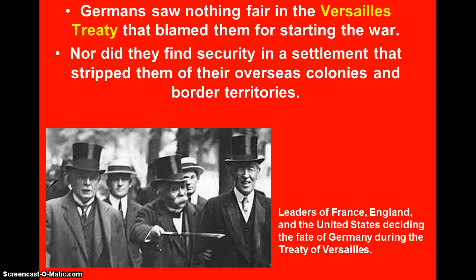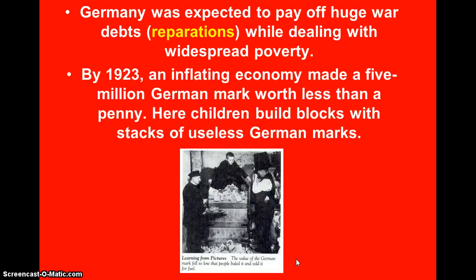In the picture below are the leaders of France, England, and the United States deciding the fate of Germany during the Versailles Treaty. So Germany was expected to pay off huge war debts, reparations per se, while dealing with widespread poverty, because since they were blamed for the war, they had to pay for the destruction.